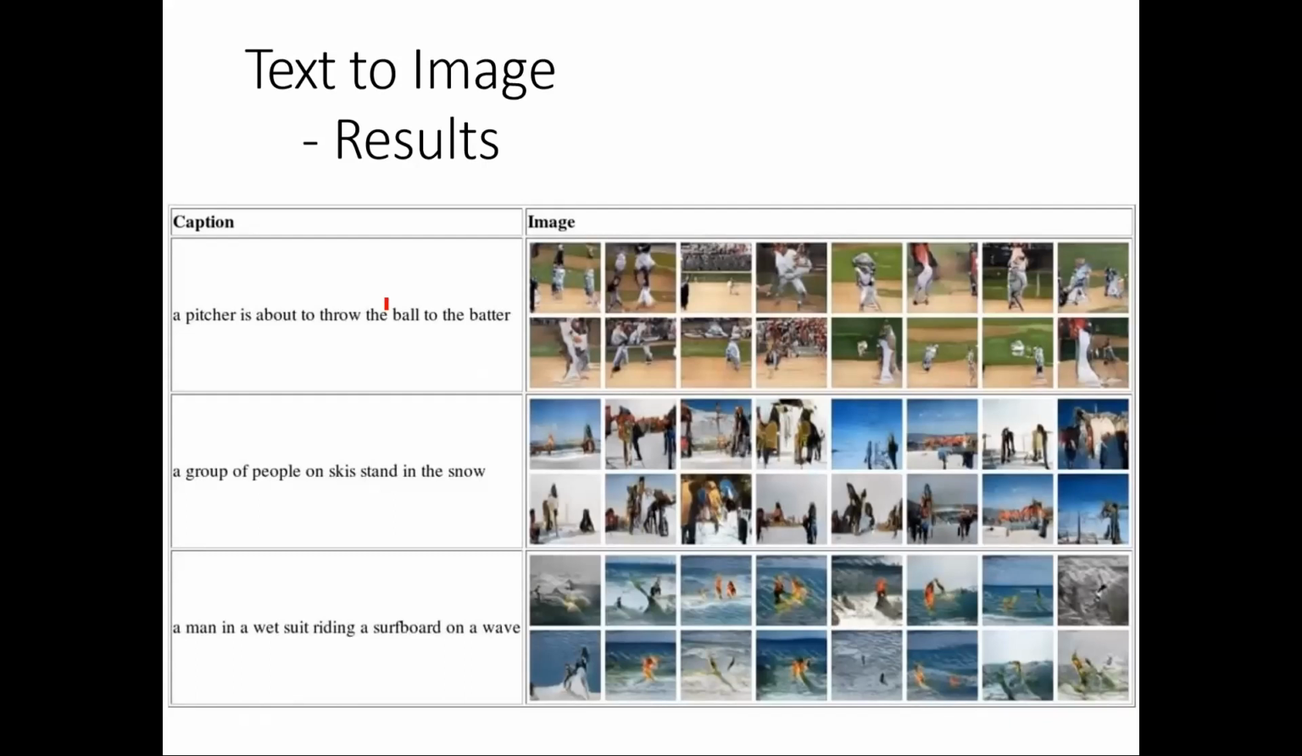So here you can see that this is a baseball game, and that's what has been generated over here in terms of images. A group of people on skis stand in the snow. So people are there on their skis, standing in the snowy region. That's what it is able to generate. A man in a wetsuit riding a surfboard on a wave. So it has been able to picturize that, learn that, and come up with this particular image.